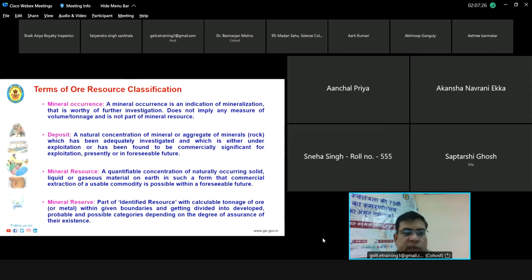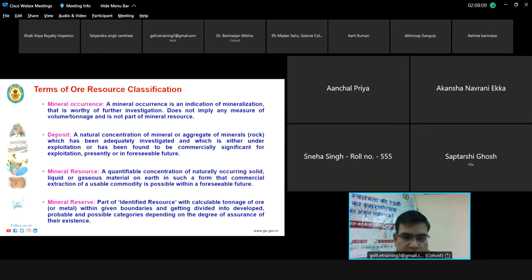So what is a deposit? A natural concentration of mineral or aggregate of minerals which has been adequately investigated and is either under exploitation or has been found to be commercially significant for exploitation presently or in the foreseeable future. For a deposit, you have to calculate, and we do it in different stages. I will come to that in later slides: the G4, G3, G2, G1 stages. In a deposit, we have to calculate the grade and the tonnage of the ore, mineral, or metal, whatever it may be, so that it can be profitably extracted, not now, but in the future also. That may be called a deposit.